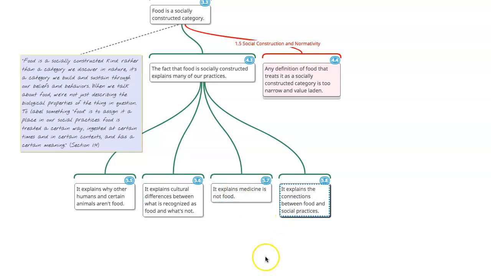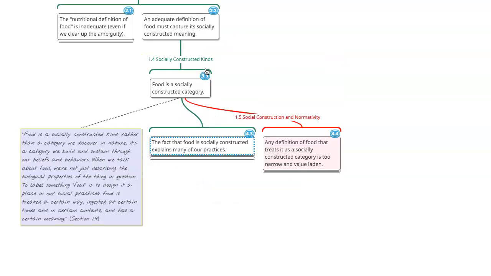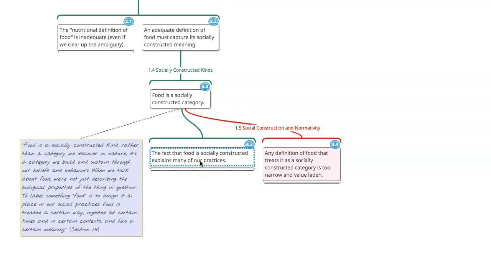It explains the connections between food and social practices, or at least we can go a bit further and actually spell these things out when we are conceiving of food as socially constructed. So it succeeds where the objection to the other possibility failed, and there's a further section where we consider objections to this claim. So that's the social construction and normativity section.